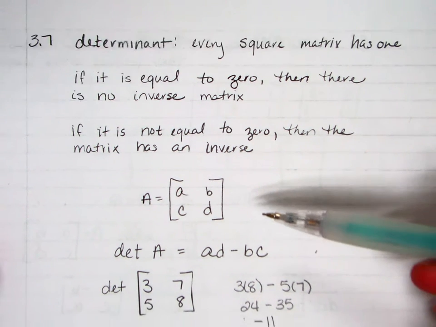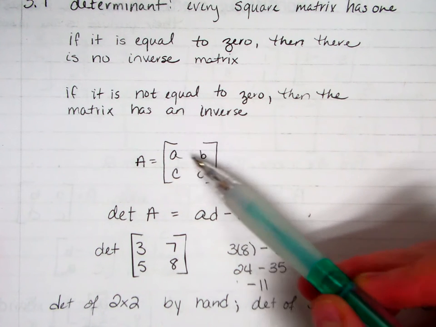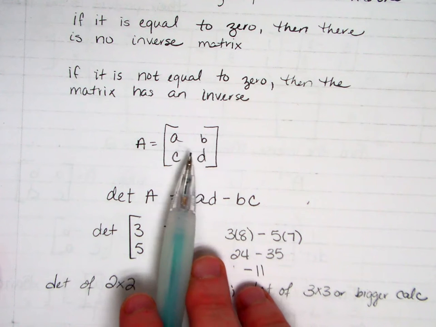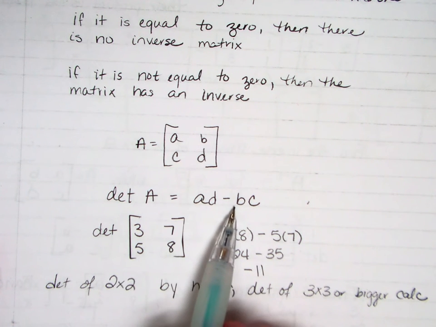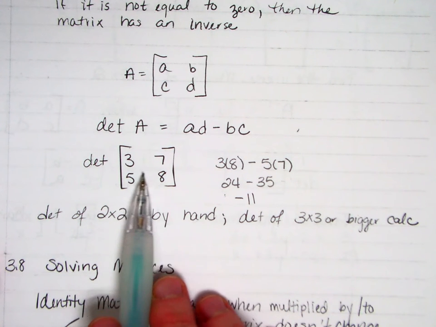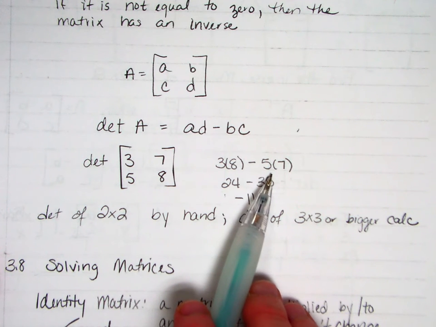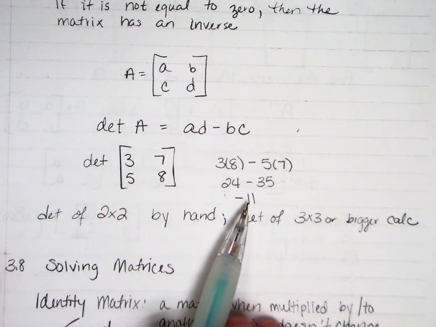When you have matrix A as a 2 by 2 square matrix with elements A, B, C, D, the determinant of A is found by taking your diagonals and multiplying them, so A times D and B times C, and subtracting the two. BC is second. So with this example of 3, 7, 5, 8, we take 3 times 8 minus 5 times 7, or 7 times 5, the order does not matter. 24 minus 35, you get negative 11.